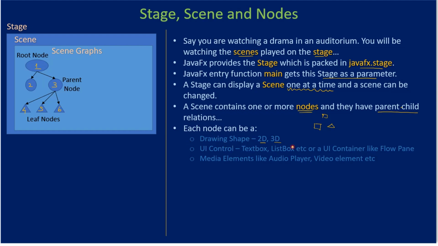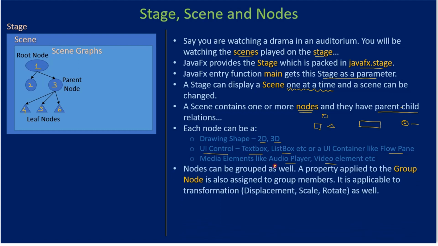All right. So the node can be a graphic shape, or it can even be a UI control, text box, list box, or a UI container like a flow pane. So these are all UI controls. A UI control is nothing but graphics only, right? Say for example, if this is a text box, this is graphics. It's almost a rectangle, right? If you have a radio button, this is also graphics, a circle and a dot inside, a 2D graphics, right? So that's also considered a node, but we see this as a UI element, a radio button. Not only that, the node can represent media elements like an audio player, a video element, all those things.